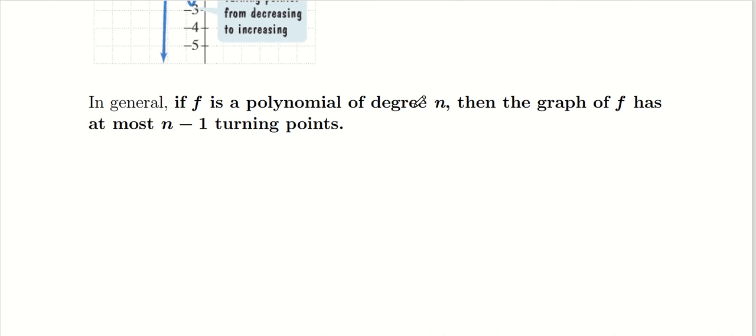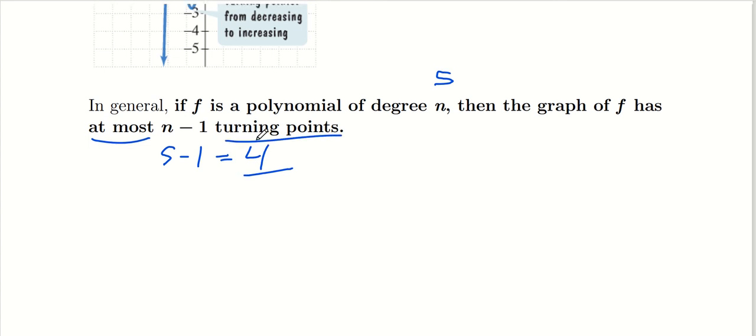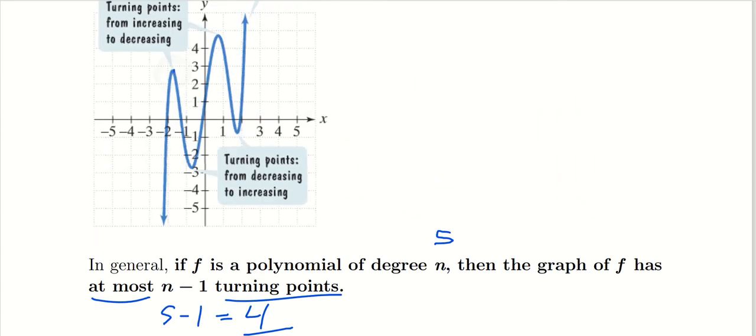If a polynomial is of degree n, then the graph of f will have at most n minus 1 turning points. For example, if we have a polynomial of degree 5, which we do up above, then it will have at most 5 minus 1, which is equal to 4 turning points. And for this particular example, that's exactly what we see. We had a polynomial of degree 5, and we ended up with 1, 2, 3, 4 turning points altogether.